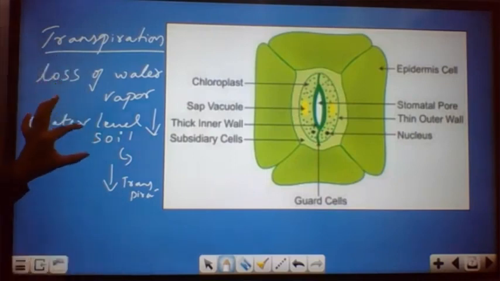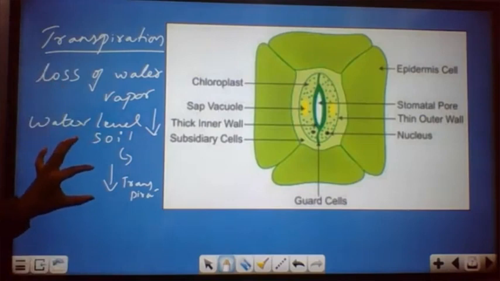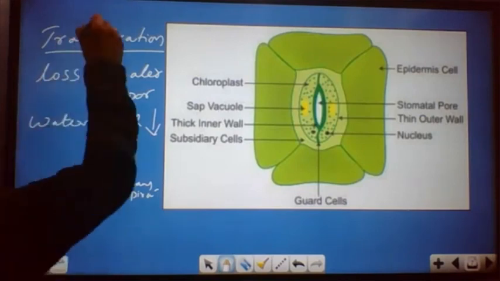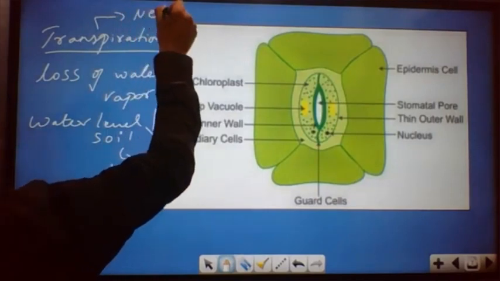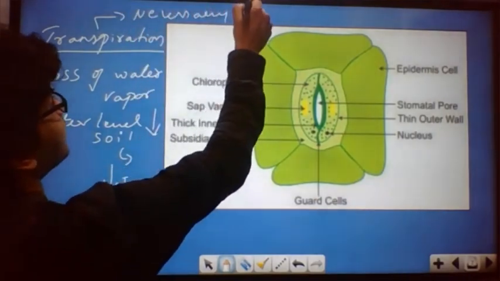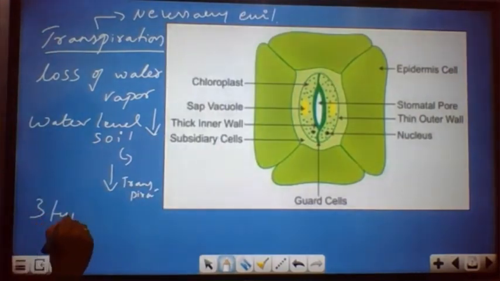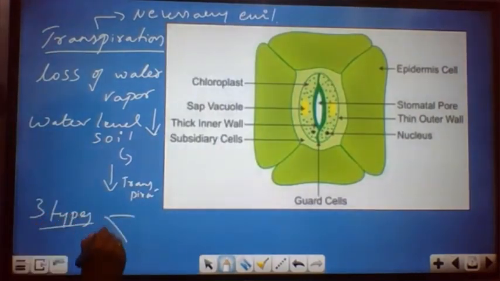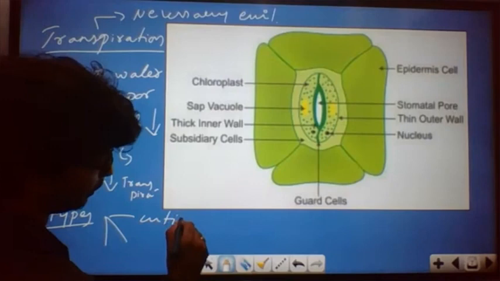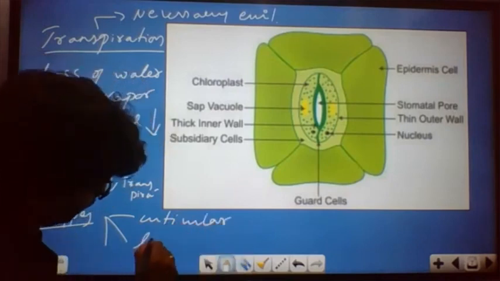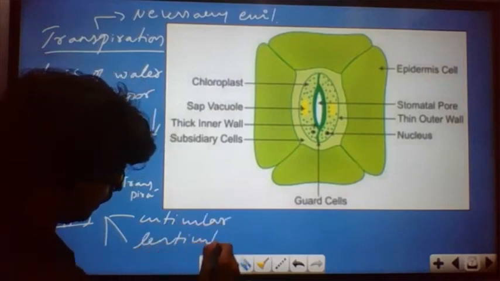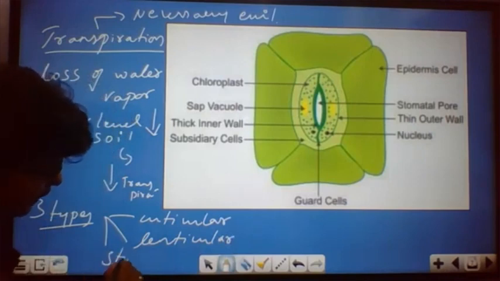So the water level increases in soil, and the transpiration also gets reduced. The reason we call transpiration a necessary evil is this. How can we classify transpiration? There are three types of transpiration generally. What are the three types? Cuticular transpiration, lenticular transpiration, and then we have stomatal transpiration.